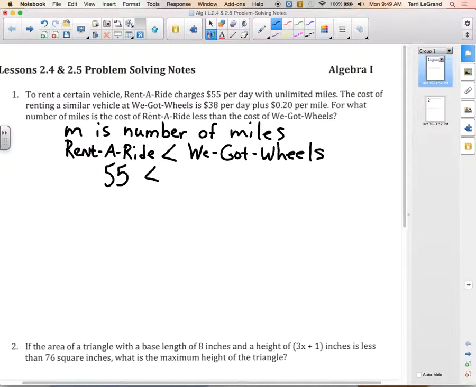What algebraic expression could we use, Kate, then to do the We Got Wheels? 38 plus 0.2x. Okay, 0.20. I'm just going to make it 20 so we can show that it's 20 cents. But okay, so 38 plus 0.20x, or actually we should use an M, right? Because that's what we chose as our variable. So we'll use the one that we let Blake choose. Okay. So now if we solve that, that should tell us the number of miles when the cost for Rent a Ride would be less than We Got Wheels. So go ahead and solve that and see what that tells us. What do you get?